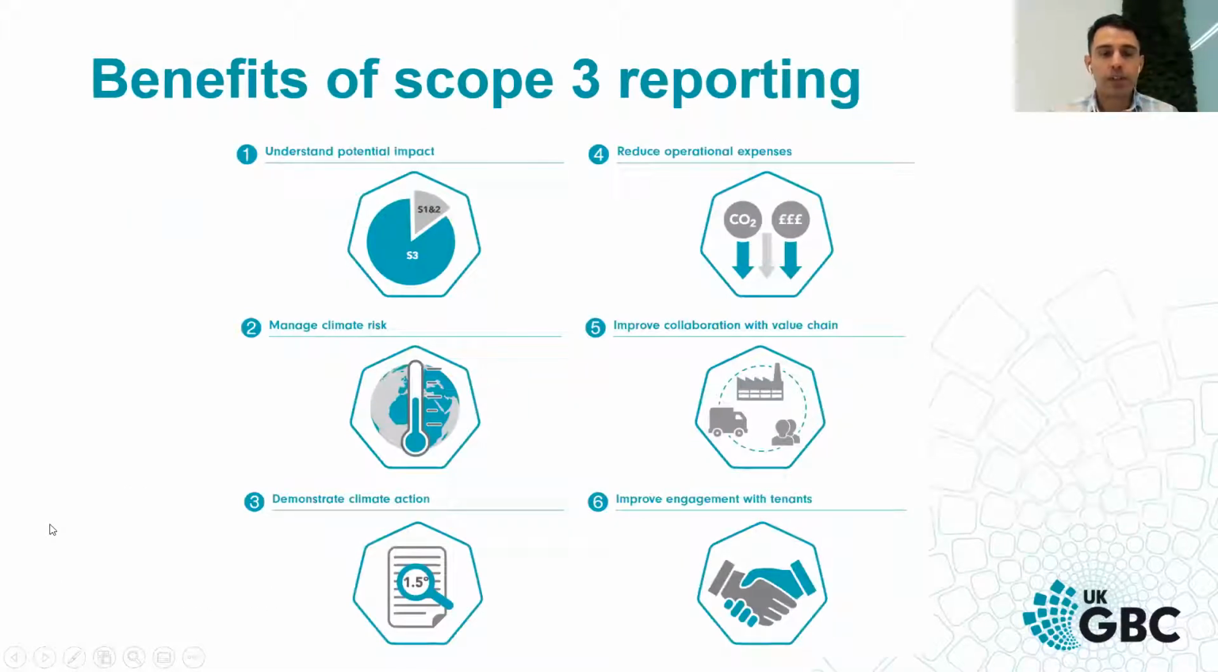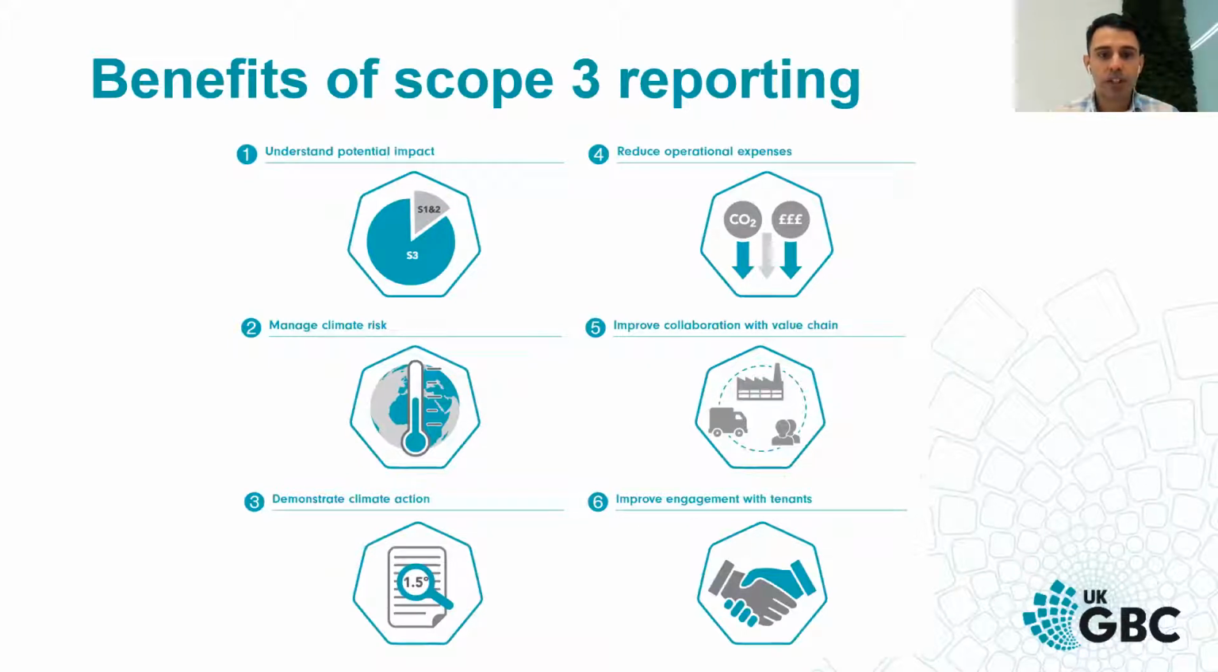If we flick forward, I'm just going to now take you through some of the key concepts that we've outlined in the guide. And again, feel free to digest this in your own time. But effectively, what we set out in this guide is there are key benefits to undertaking Scope 3 reporting. And if I just work through these 6, firstly, it's quite apparent that Scope 3 emissions for commercial real estate companies make up about 85% of their total footprint. So in order to demonstrate that you're taking account of your full climate footprint, you need to assess and mitigate your Scope 3 emissions.